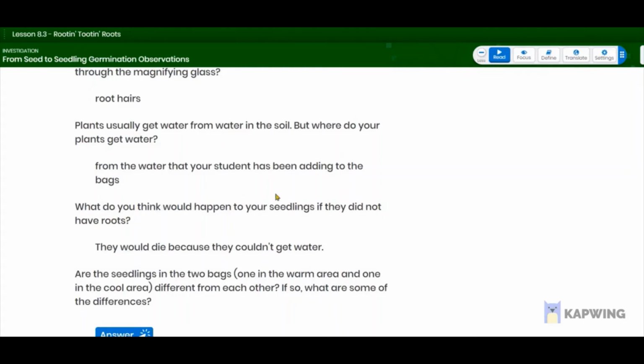So what do you think would happen to your seedlings if they did not have roots? They would die because they couldn't get water. I don't know what the answer to this is. Oh, okay.